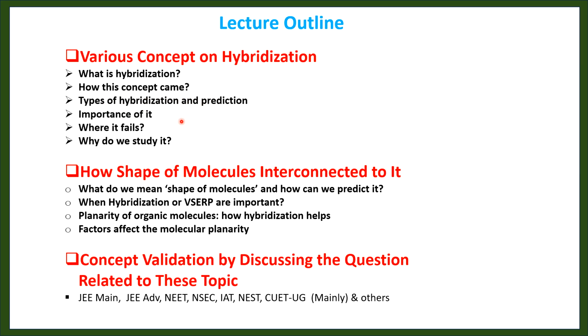hybridization, the importance of it, and when it fails. We'll also discuss the shape of molecules, how we can predict the shape of a molecule, and when hybridization or VSEPR theory is important. We will discuss the planarity of molecules, how hybridization helps to determine the planarity, and the different factors which favor molecular planarity, and then we will discuss a few previous year questions on this topic.